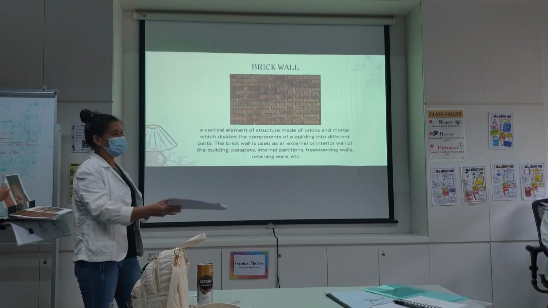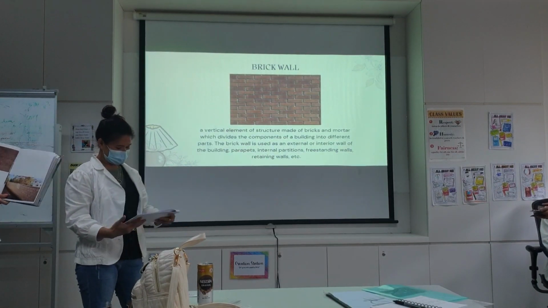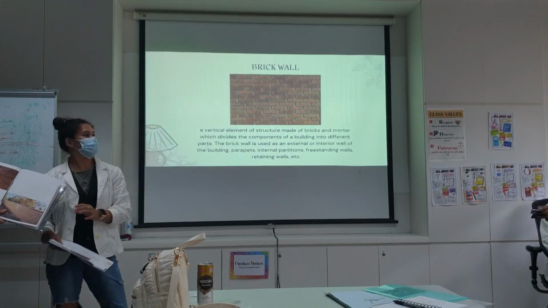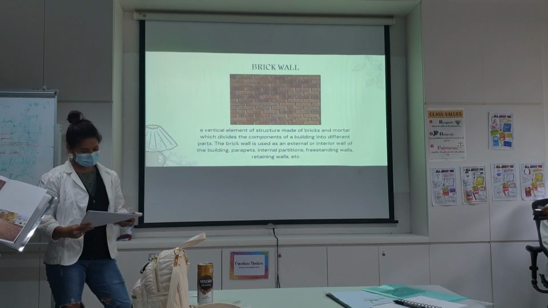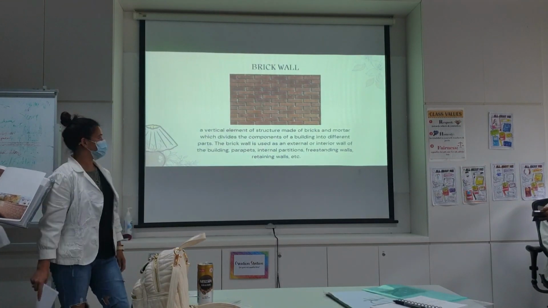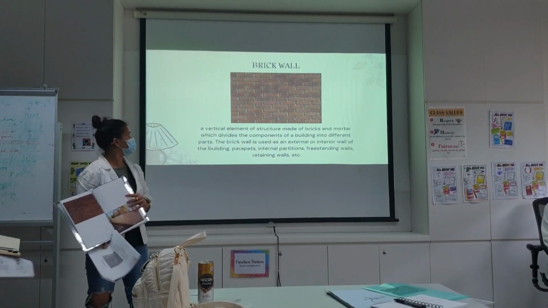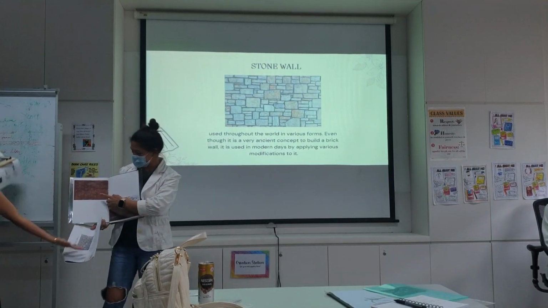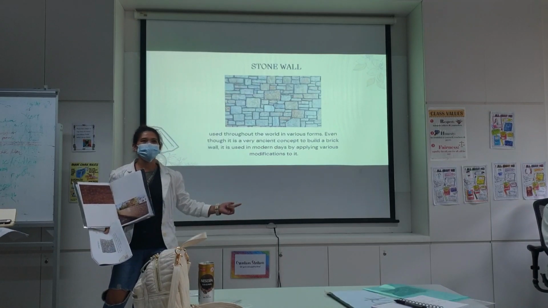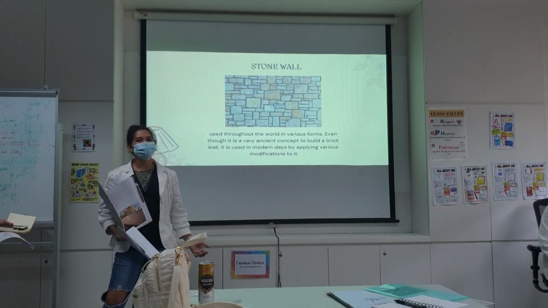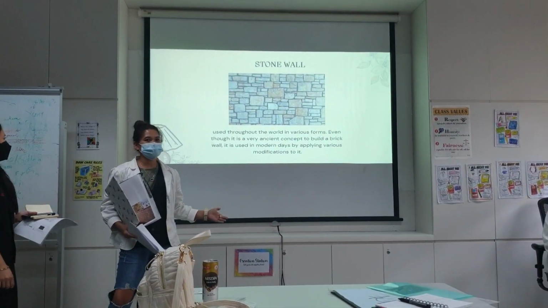These are the brick walls. A brick wall is a vertical element of structure made of bricks and mortar, which divides the components of a building into different parts. The brick wall is used as an external or interior wall of the building, parapets, internal partitions, freestanding walls, retaining walls, etc. This is to build in a backyard or make a gate. It can also be used in a fireplace, and you can also build a chimney.